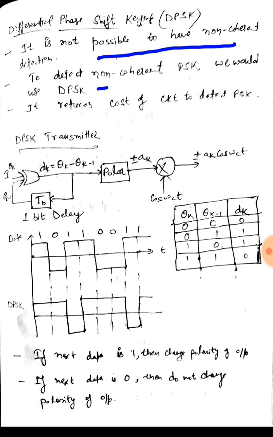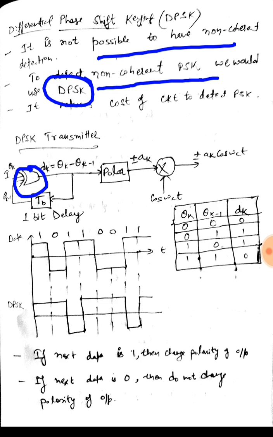So to enable non-coherent detection we would use DPSK, that is, we would generate a differential phase shift keying signal which can be received at the receiver end using the non-coherent detection method. So it reduces the cost of the circuit. Here is the DPSK transmitter, in which we are using an XOR gate to give the input.